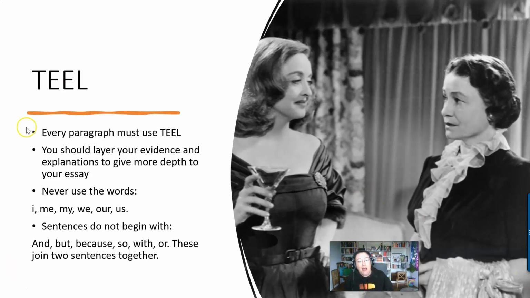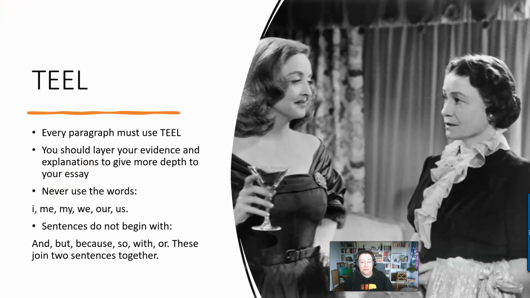So, my advice would be, particularly at a Year 10 level, that you should be layering your evidence and explanations now to give more depth. You're not really doing one piece of evidence and one explanation anymore. I would say you're probably doing 2, if not 3 per paragraph, okay? So it would be topic sentence, evidence, explanation, evidence, explanation, evidence, explanation, link. Okay. Other pieces of advice.